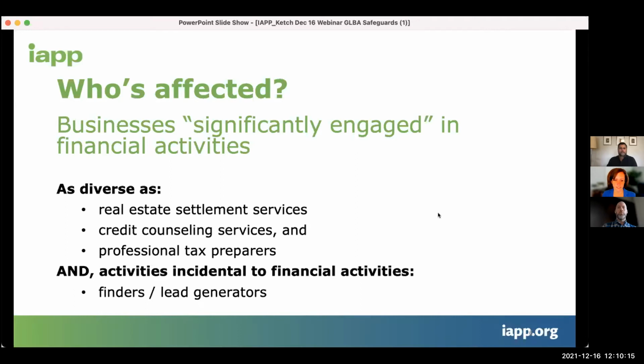So then we get to who's affected, the slide that we've got up now. It includes businesses significantly engaged, as I mentioned, and that is a diverse set of businesses. Some of them are identified in the statement of basis and purpose: mortgage lenders, payday lenders, finance companies, mortgage brokers, account servicers, check cashers, wire transfers, travel agencies operated in connection with financial services, collection agencies, credit counselors. It goes on and on. But again, it comes back to this significantly engaged definition.